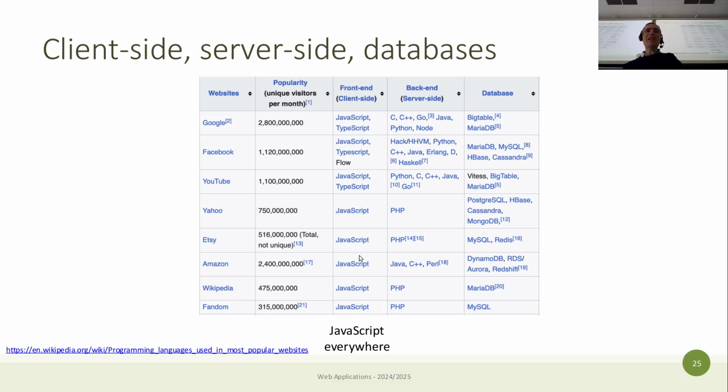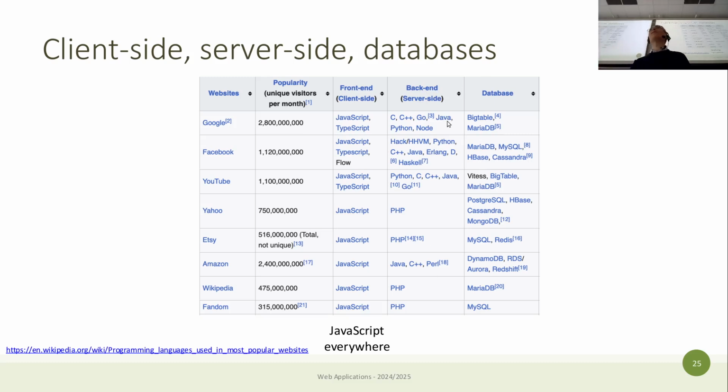The only thing I would like to mention here is that on the front-end side, basically everybody is using JavaScript. Why? Because that's the only programming language that we can use in the browser. The browser only understands JavaScript. But you see the variety of stuff that you have on the backend, provided that this is reliable.